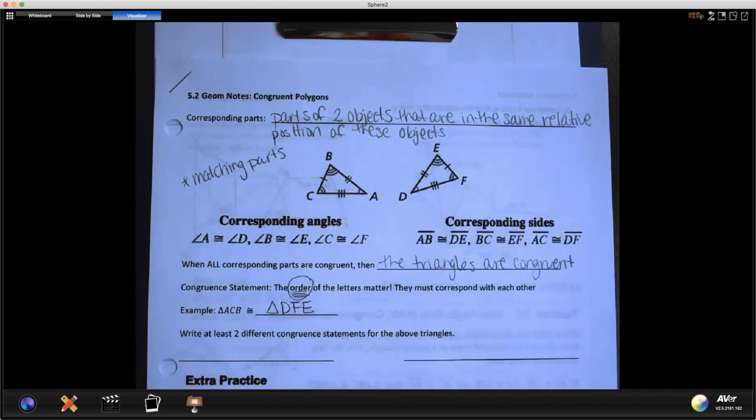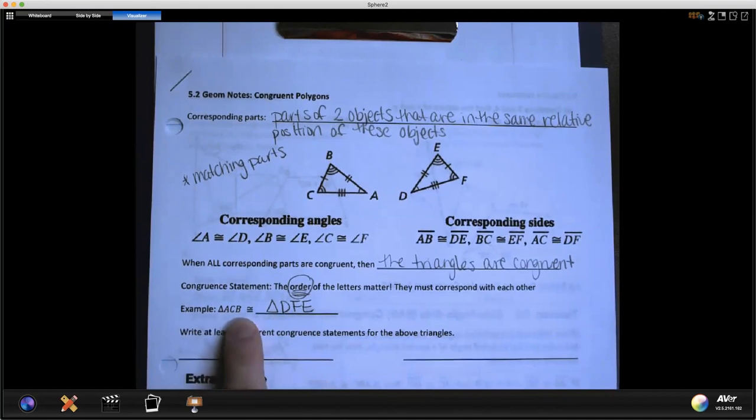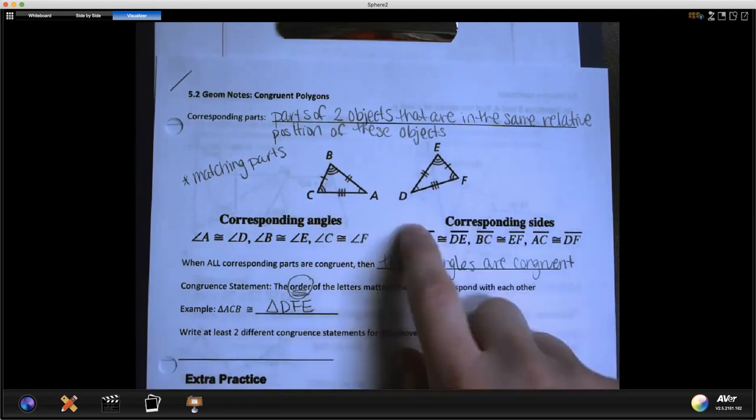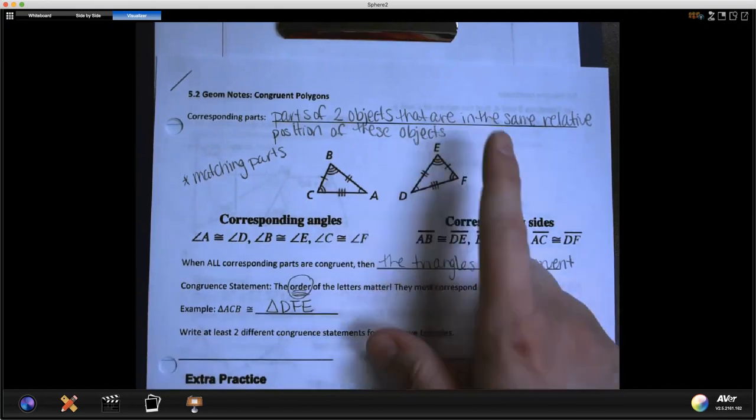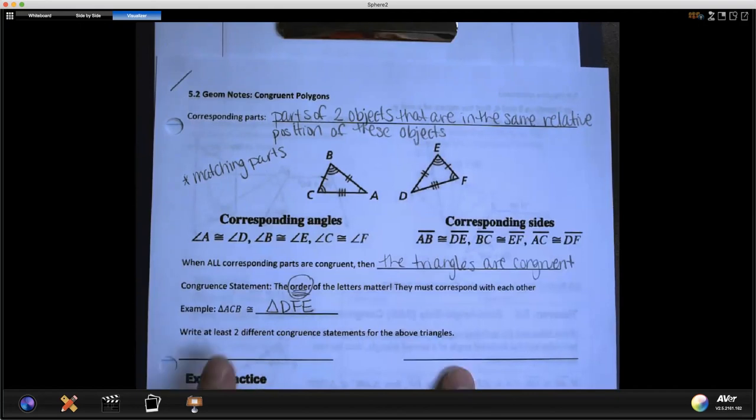Okay, now below it, what I want you to do is to write at least 2 different congruent statements for the above triangles. So I could go in a different order. So I said ACB on this one. I could have done ABC. What would have been congruent if I did ABC? Or what if I started with DFE on the other one? So make 2 other congruent statements. Remember, order matters. You can go in any order you want.